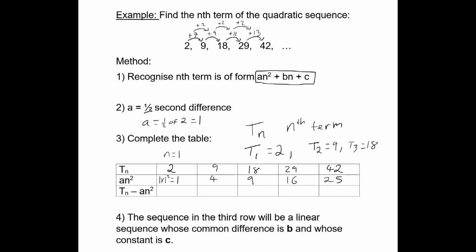Now we just need to work out the difference. So Tn, take away an squared. So we do the top row, take away the second row. 2 take away 1 is 1. 9 take away 4 is 5. 18 take away 9 is 9. 29 take away 16 is 13. 42 take away 25 is 17.